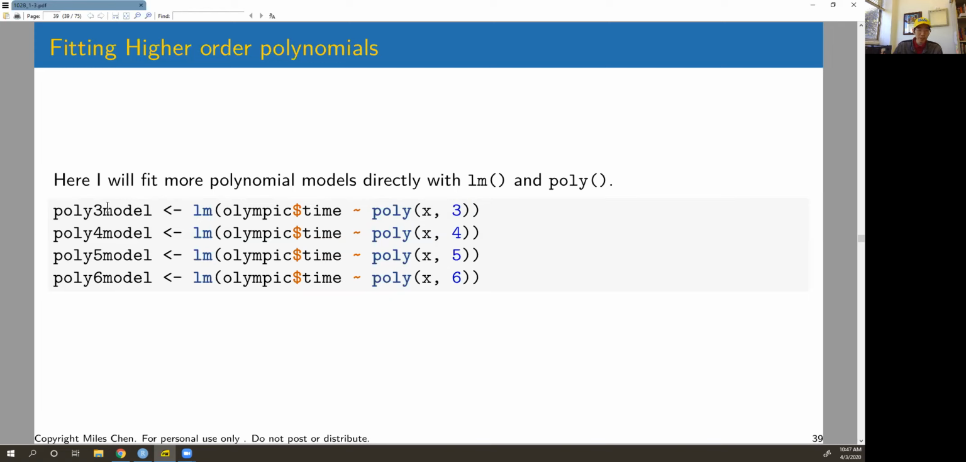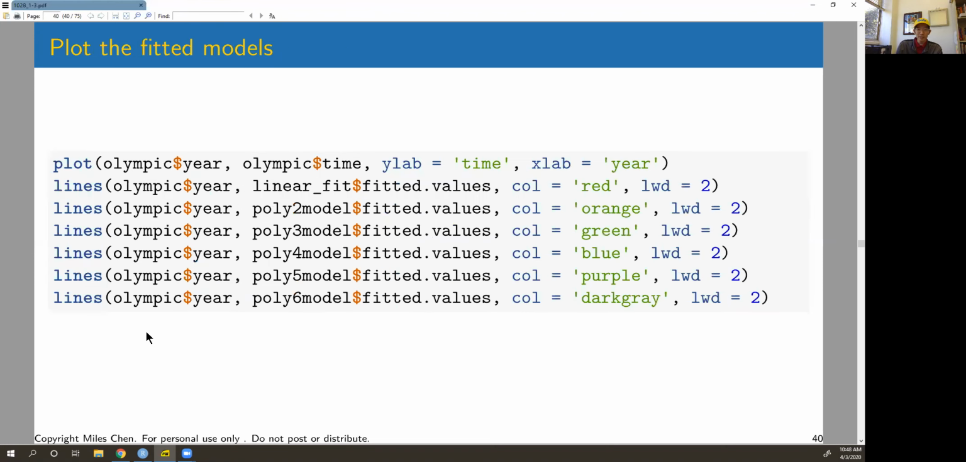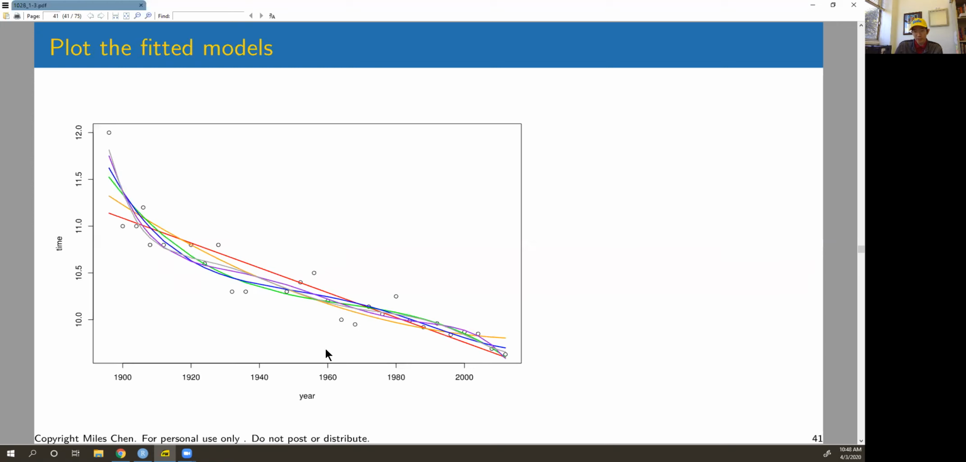And so here I'm fitting a polynomial of degree 3, that's going to be model, a polynomial of the 4th degree, a polynomial of the 5th degree, and so on and so forth, okay? All right, is this good with everybody? Good so far? Okay, and now I'm going to plot the fitted values for all of these things.